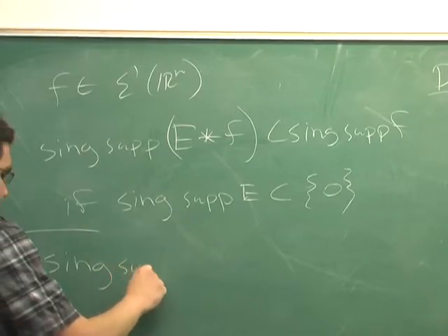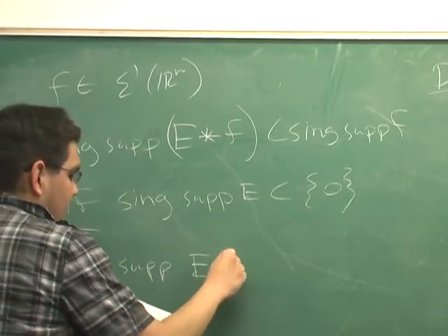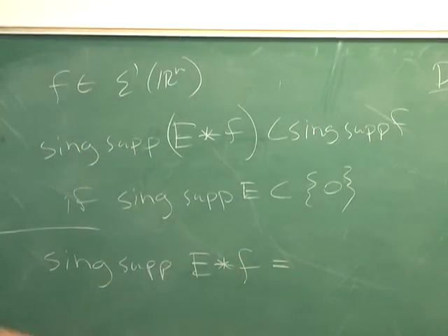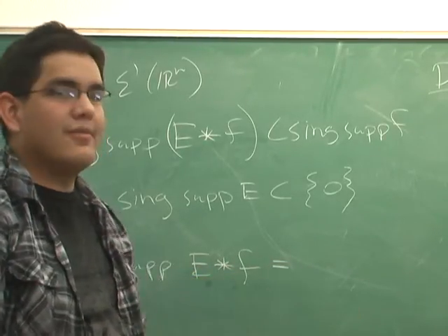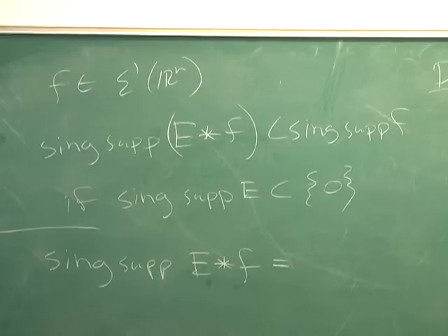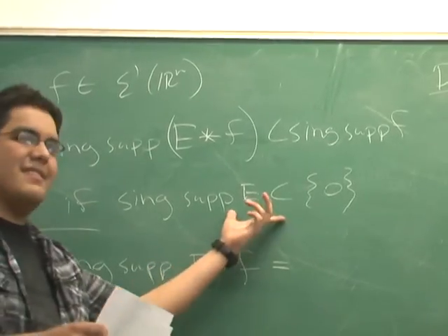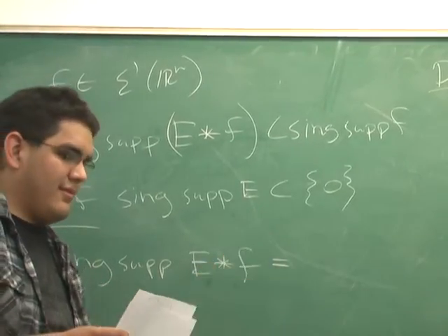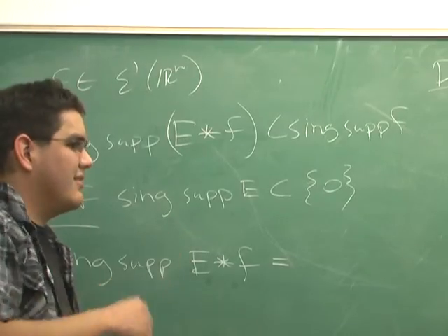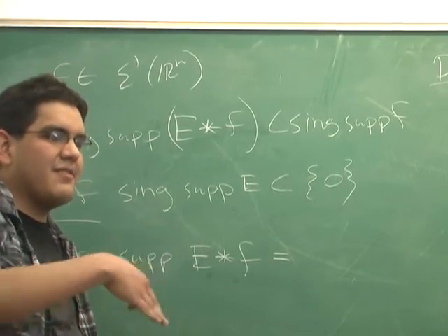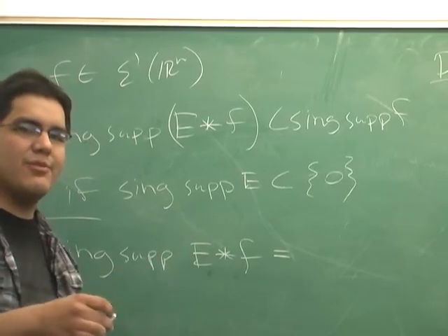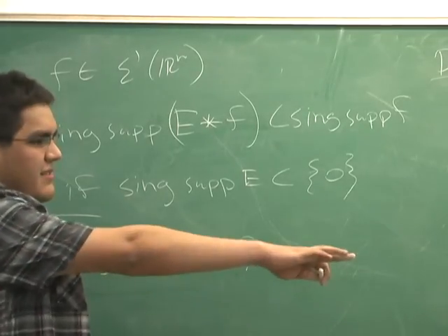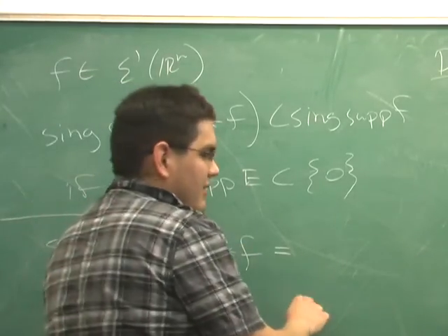If the singular support of E is a subset of {0}, so we're supposed to take E composed with F. Well, what do you mean subset of 0? That's what the book wrote. {0} is just one point, so it's either that point or empty. Oh, okay. Because E supposedly has a singularity at 0, which the second half of the section is dedicated to, but I don't really want to go into that. So we have the singular support of E star F, which is the singular support of that.